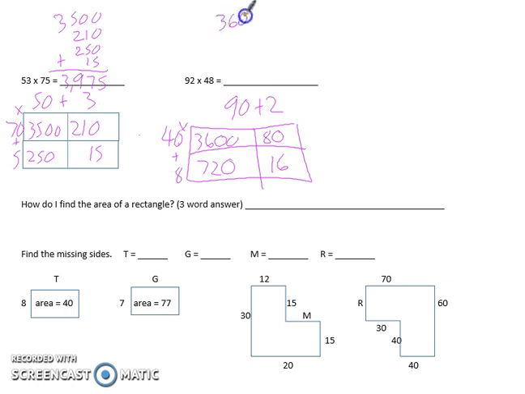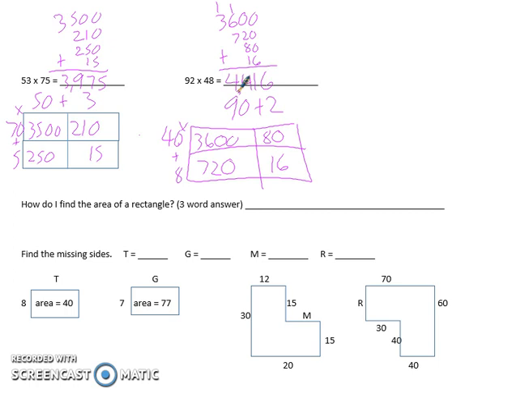Adding them up, I got 3,600. I'm going to put the 720 here, then I'm going to go ahead with the 80 and the 16. I got a 6, 8, 10, 11, carry my 1, 7, 14, carry my 1, 4,416.